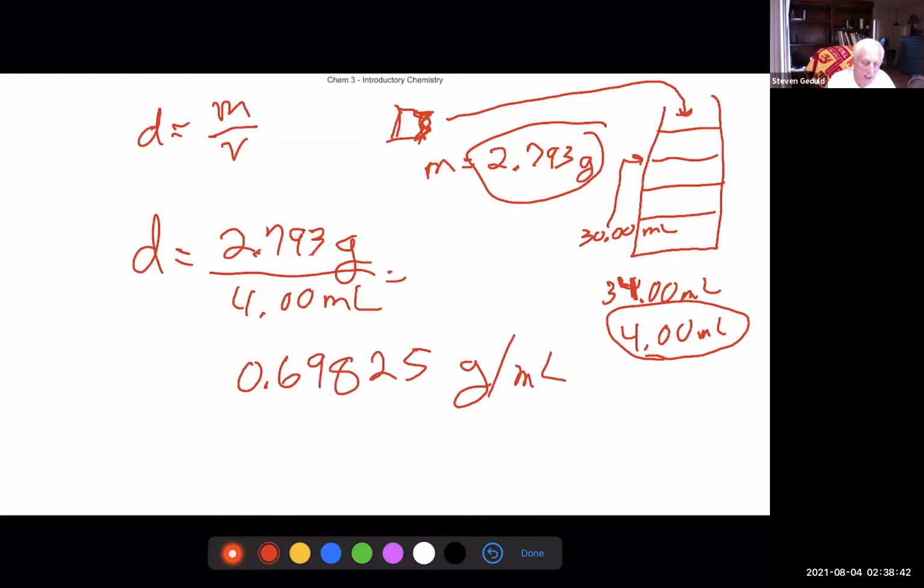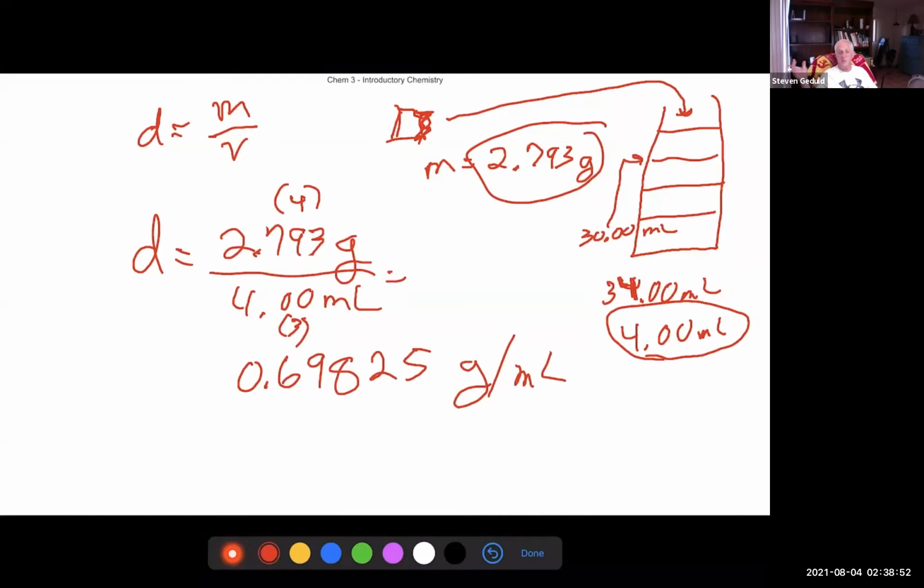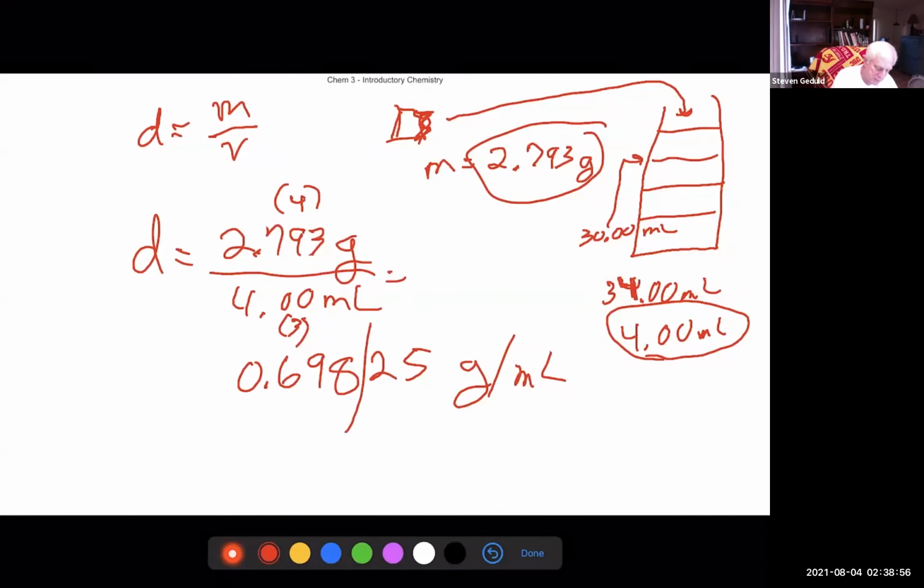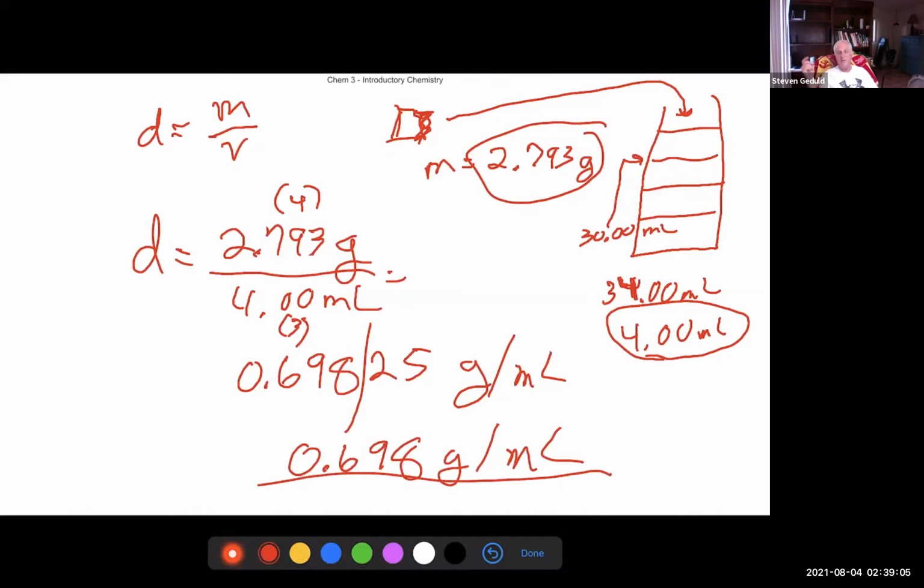No. How many significant digits? Top number has 4. Bottom number has 3. Remember, zeros are significant if they're after the decimal point, because that doesn't change value. The other place is because we know to measure that value. So we're only good to 3 significant digits. We're only good to right there. So it's 0.698 grams per milliliter will be the density of the bullet that was found at the crime scene. And that's how we use density.